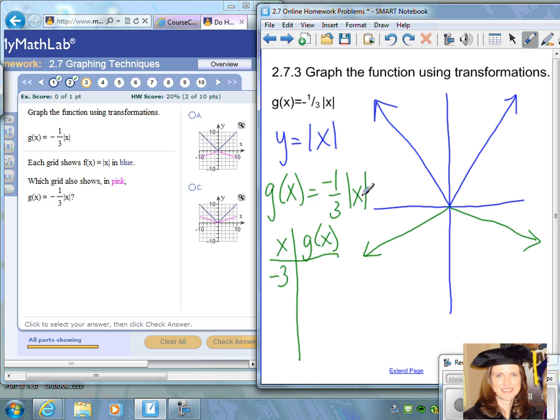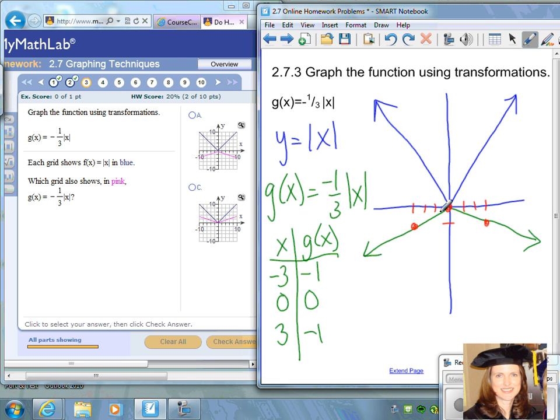When x is -3, the absolute value of -3 is +3, times -1/3 is -1. If you plug in 0, you get 0. If you plug in +3, you get -1. So the points on this new transformed graph are (-3, -1), (3, -1), and of course (0, 0).